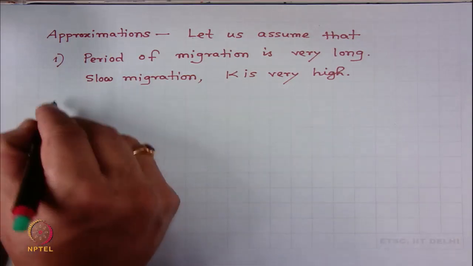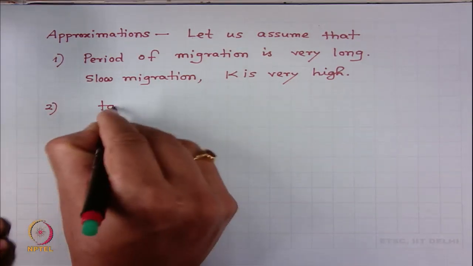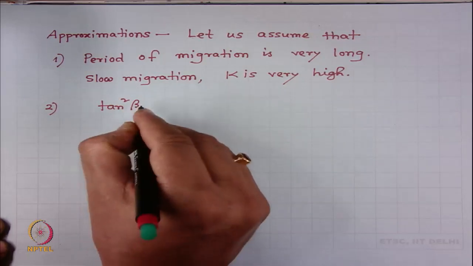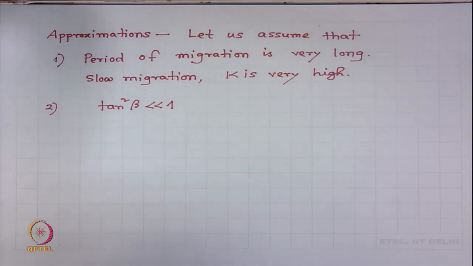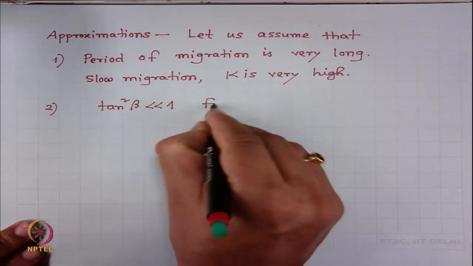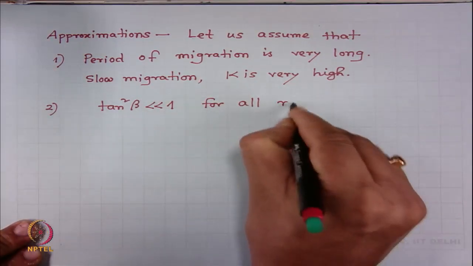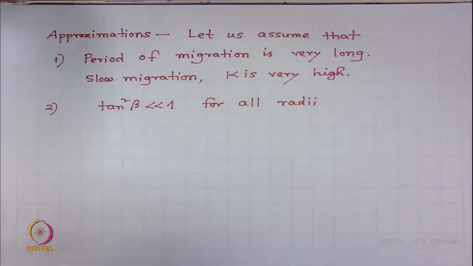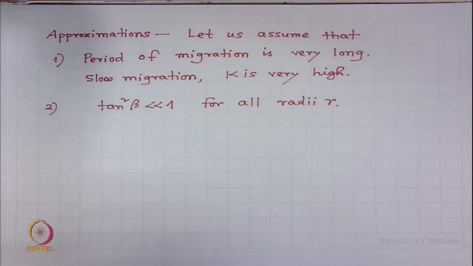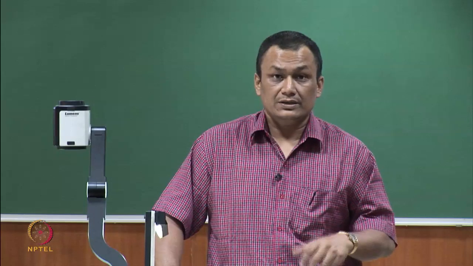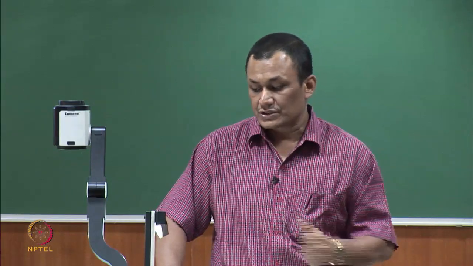Second, we assume that tan square beta is much less than 1, a very small value, for all radii R. So, we here introduce two approximations and we would like to know what is the implication of these approximations.